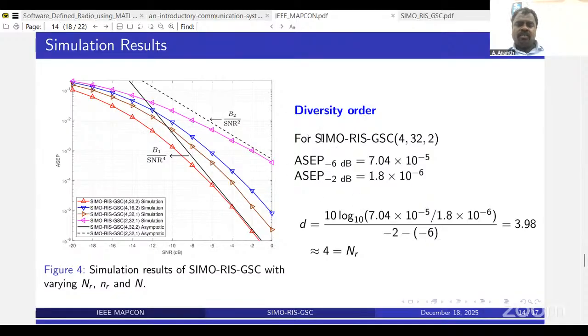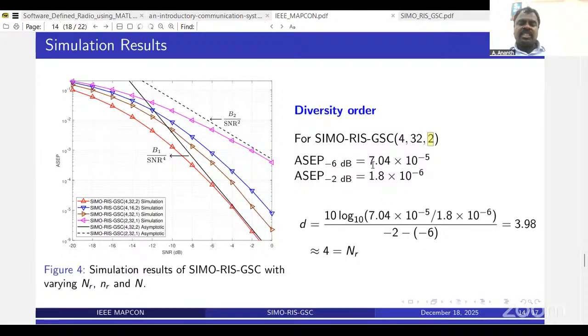So you can see for SIMO RAS GSE (4, 32, 2), this means you have 4 receiver antennas, 32 RAS elements, and you are choosing 2 antennas for reception. At -6 dB, you can see that the performance is somewhere between 10 to the power -4 and 10 to the power -5, which is 7.04 × 10^-5. Similarly, at -2, it is somewhere between 10^-5 and 10^-6, which is 1.8 × 10^-6.